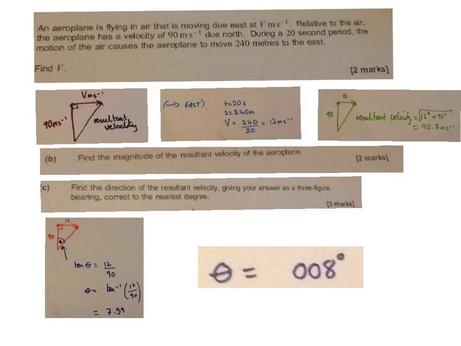Now the trick with these questions is forming that triangle to begin with. This was nice because we had due east and due north, we got this right angle triangle, but remember sometimes you're going to get a non-right angle triangle, so you're going to need to use your sine and cosine rule. Cosine rule you are given in the formula booklet, but sine rule you need to know.